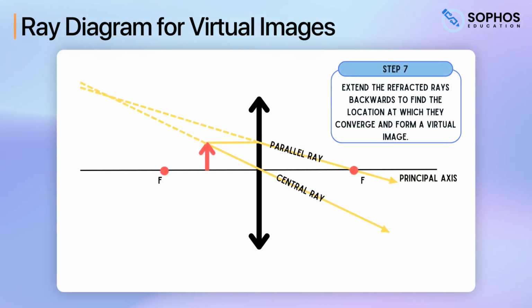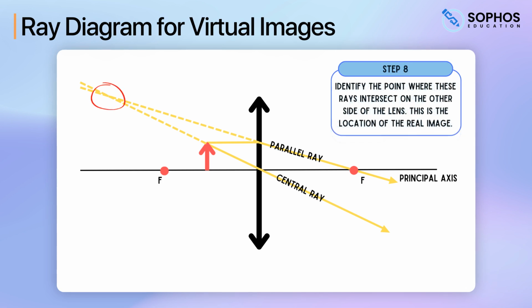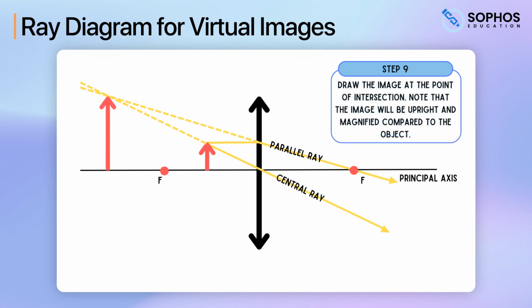To find the virtual image, we need to extend the refracted rays backward. Use dashed lines to denote these extensions. The dashed lines should trace back towards the side of the object. Our objective is to determine the point at which these extended rays appear to converge. Then the intersection of the extended rays on the same side as the object indicates the location of the virtual image. Draw the image at this intersection point.